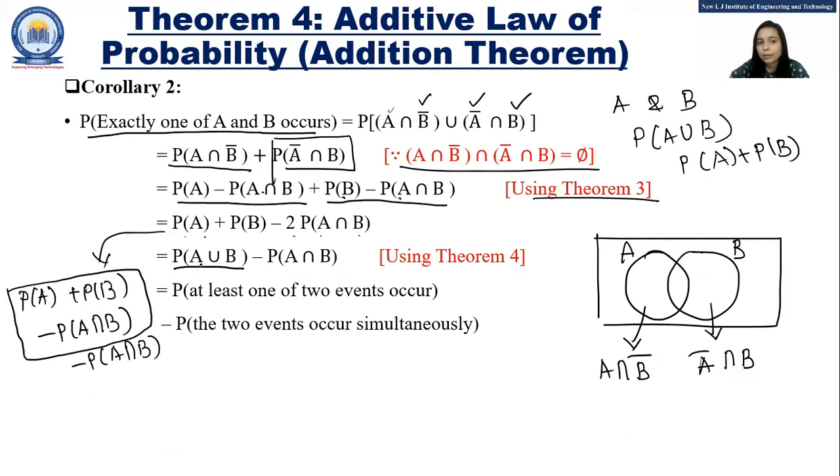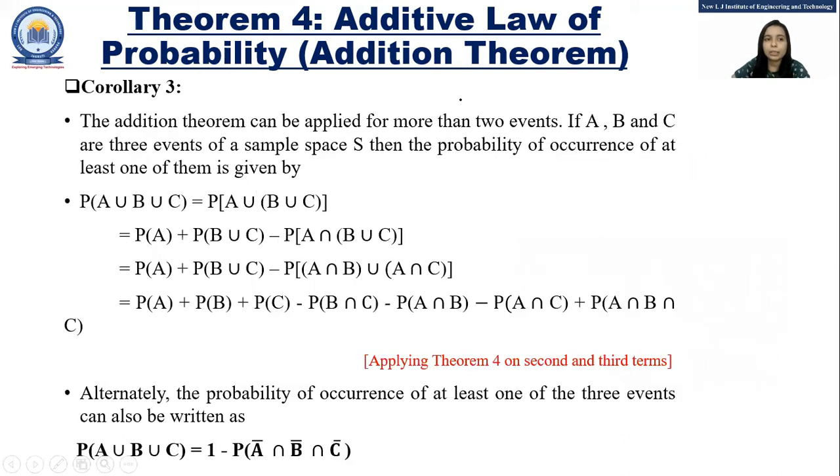So this P of A union B is the probability of at least one of the two events occurs. And this P of A intersect B is the probability of the two events occur simultaneously. So this is all about the corollary number 2. Now the next corollary is that the addition theorem can be applied for more than two events as well.